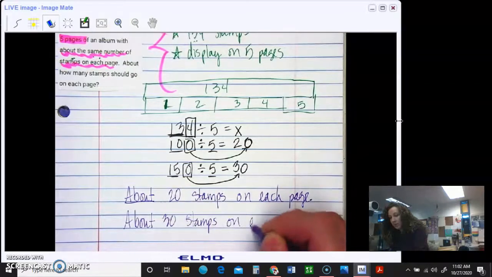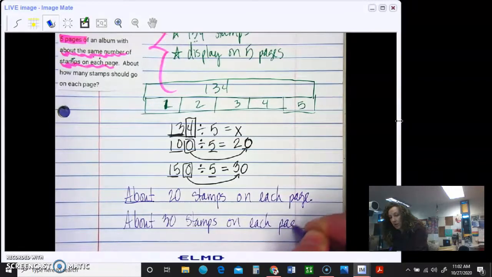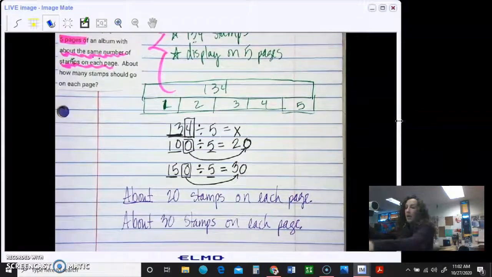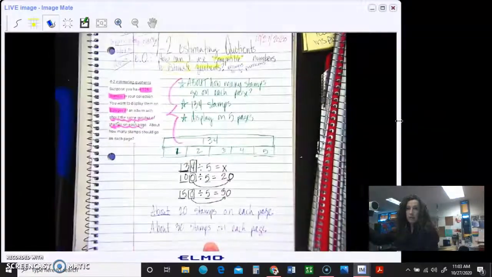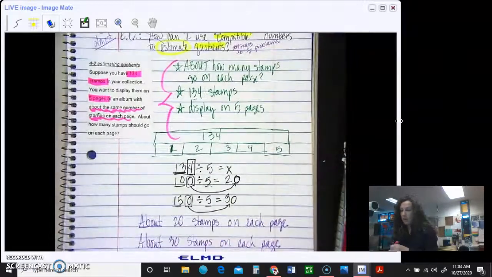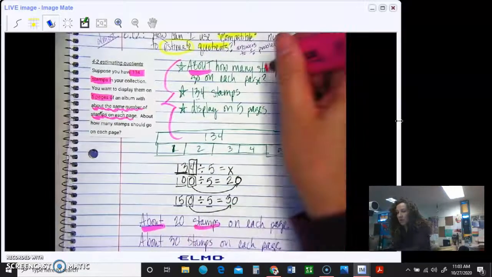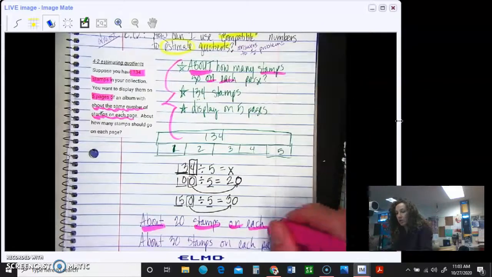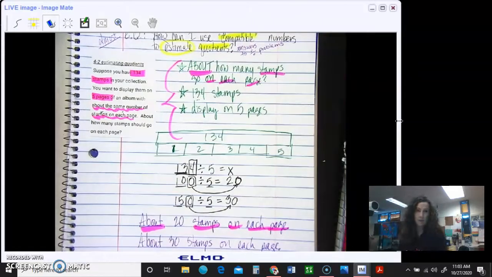Now, ladies and gentlemen, notice where I get my sentence frame from. I take that final question and notice: about, stamps, on, each, page. See that? I took the question and I turned it into my answer.